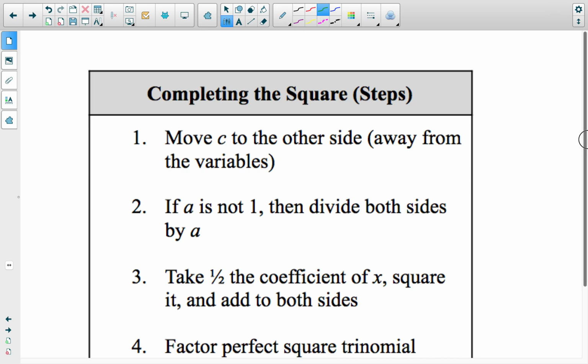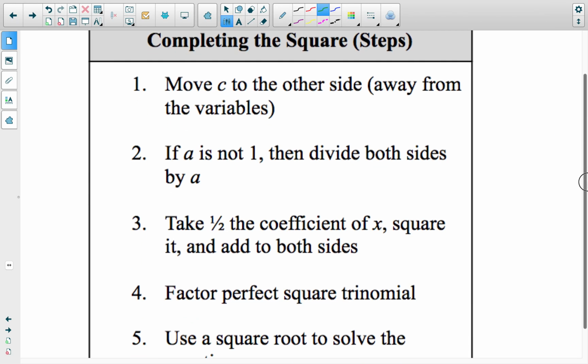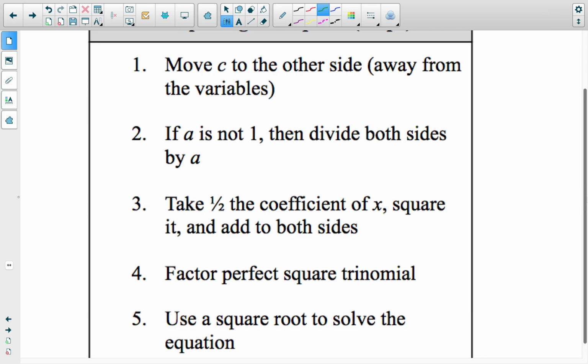So here's our process algebraically. Okay, we're going to move C to the other side, away from the variables. Keep in mind when we talk about A, B, and C, we're talking about ax squared plus bx plus c equals 0, right? So we're going to move whatever that constant is over to the other side so that we're just left with ax squared plus bx, so that we have something to complete.